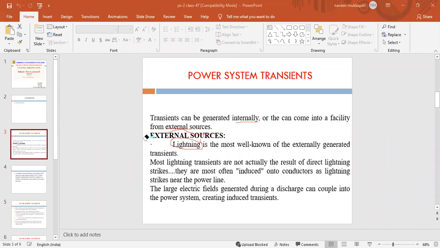Basically, transients are divided into two types: internal sources of transients, and external sources of transients. These transients are obtained due to lightning strokes. Next, coming to the next one.